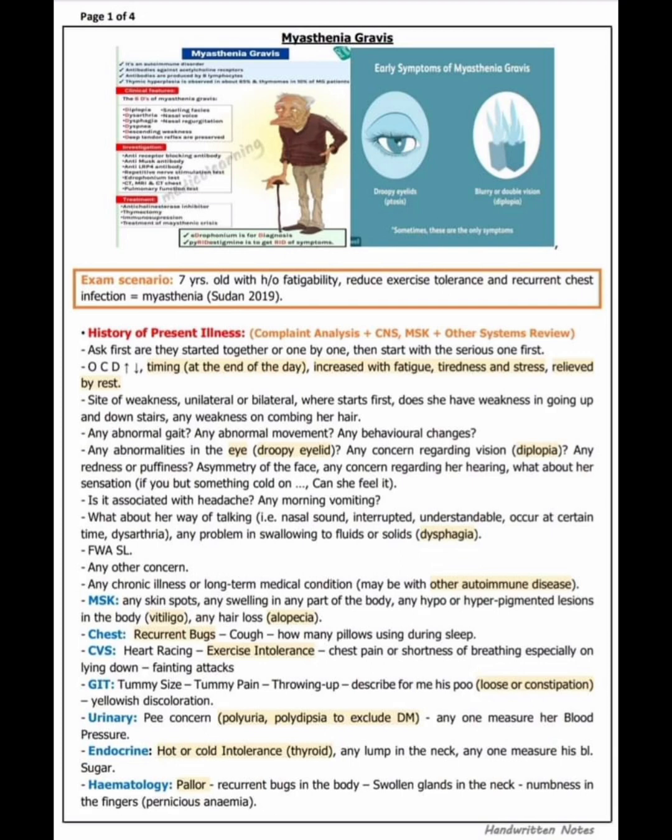Then GIT, we ask tummy size, tummy pain, throwing up, describe for me his poo, loose or constipation, yellowish discoloration. Then urinary concern, that is any polyuria, polydipsia to exclude diabetes mellitus, and has anyone measured her blood pressure.